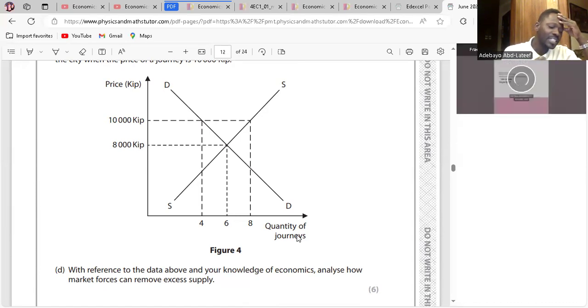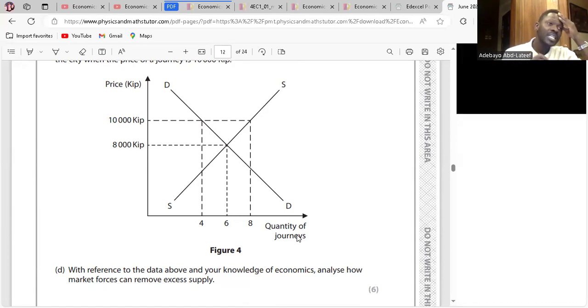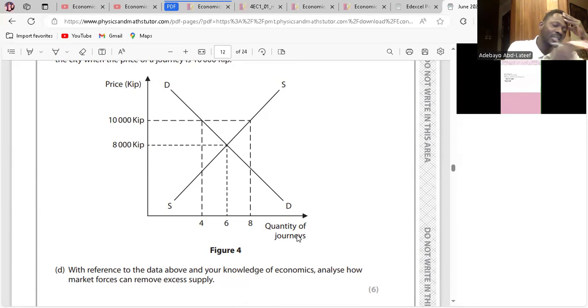To correct it, you can charge lower prices. Charging lower prices will increase demand. When you reduce the price to 8,000, it will bring it back to equilibrium. Are you with me? That corrects excess supply. Two, by reducing the quantity supplied from 8 to 6.